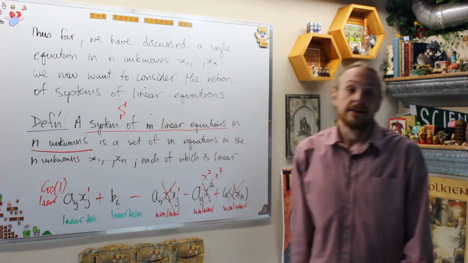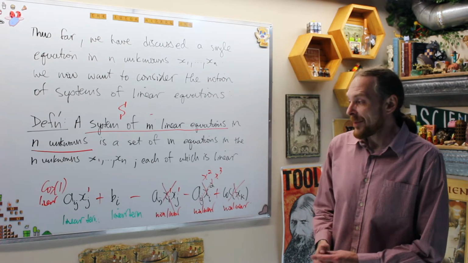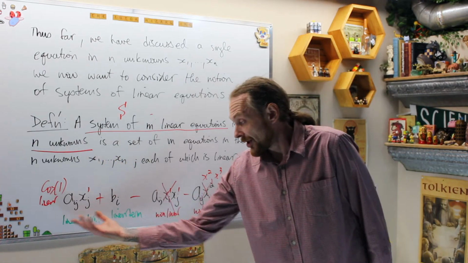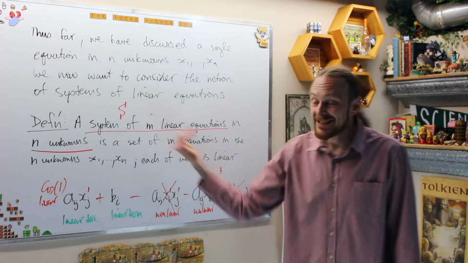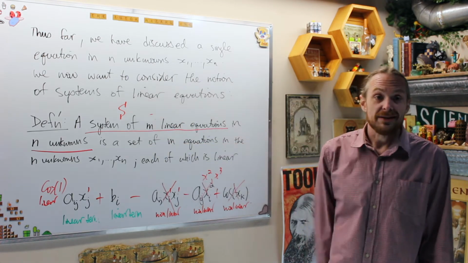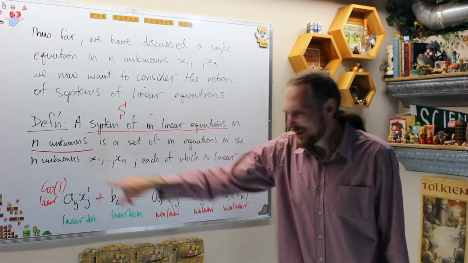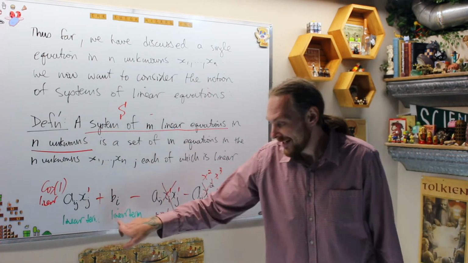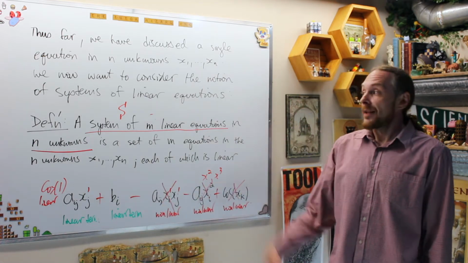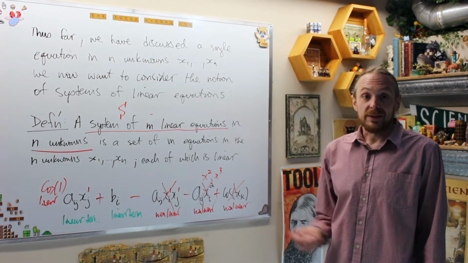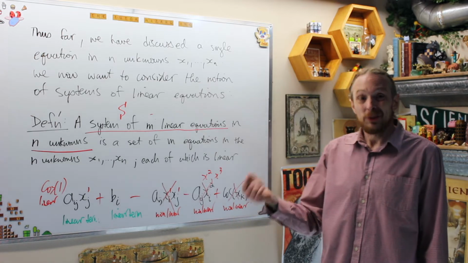So, again, recap: we have linear terms and nonlinear terms. A system of m linear equations in n unknowns is simply m equations in those n unknowns, all of which only have these kinds of terms in them. Let's do the first case, which is a system of 2 equations in 2 unknowns.